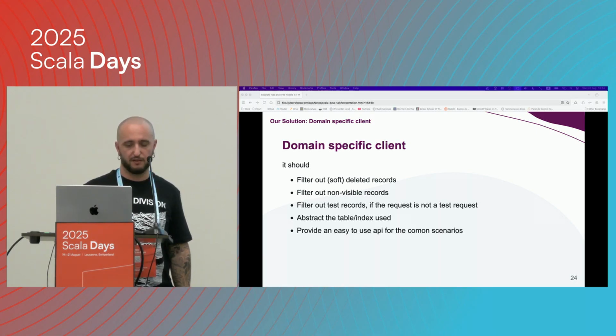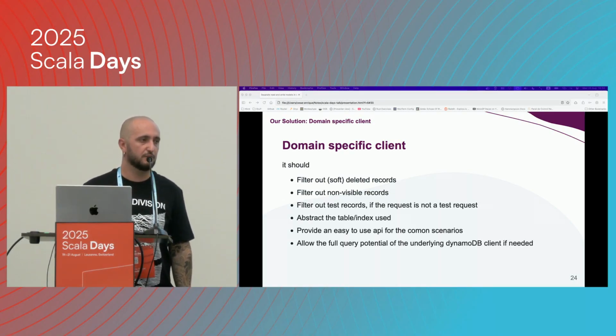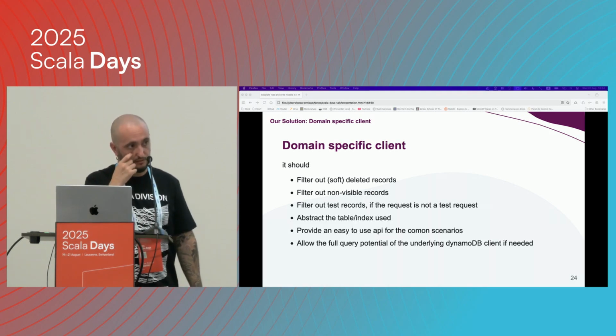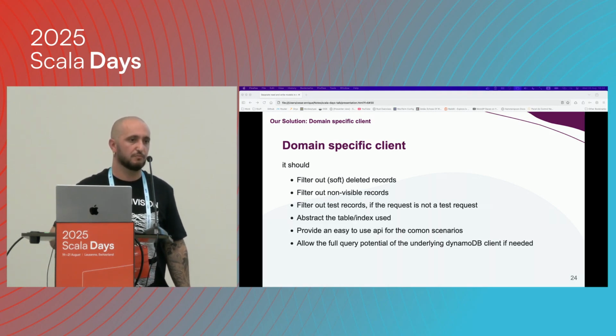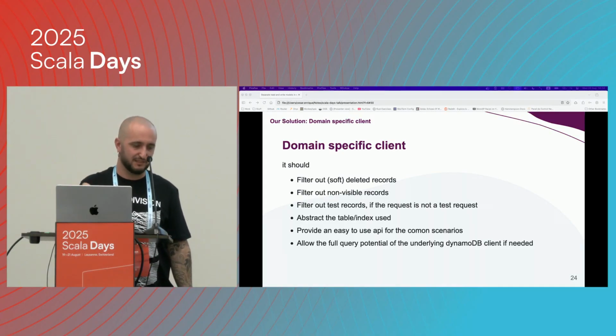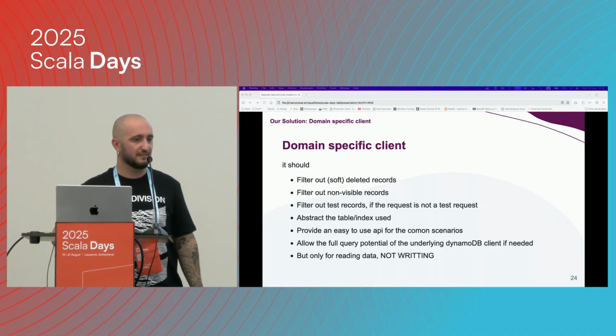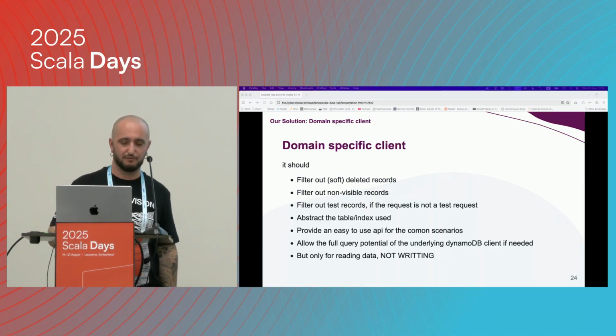We want to provide an easy API for the common use cases, but also in case some application needs it for prototyping or anything like that, we want to also allow the full query potential for the underlying client. So a way to circumvent our specific API and use directly all the features that the underlying Dynamo client provides. But for reading only. We want to not allow writing to the database.